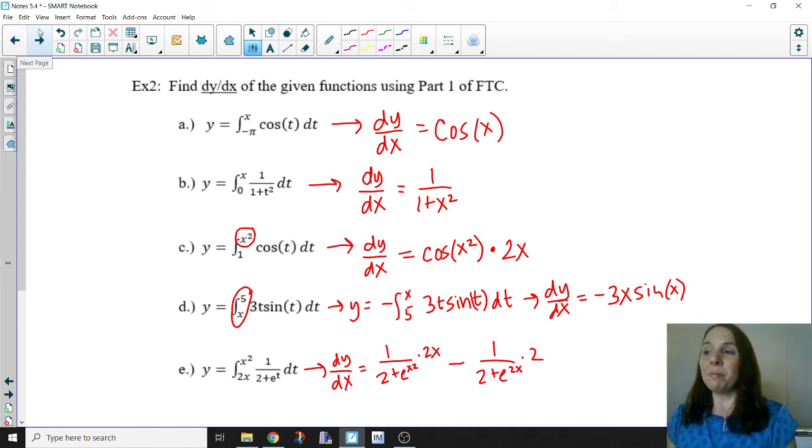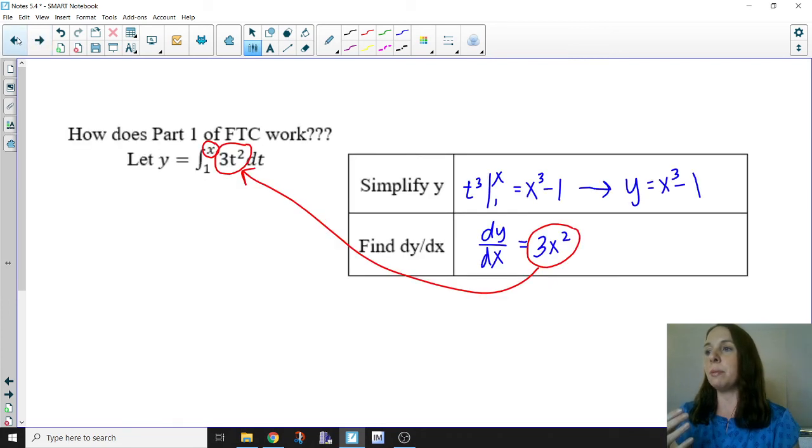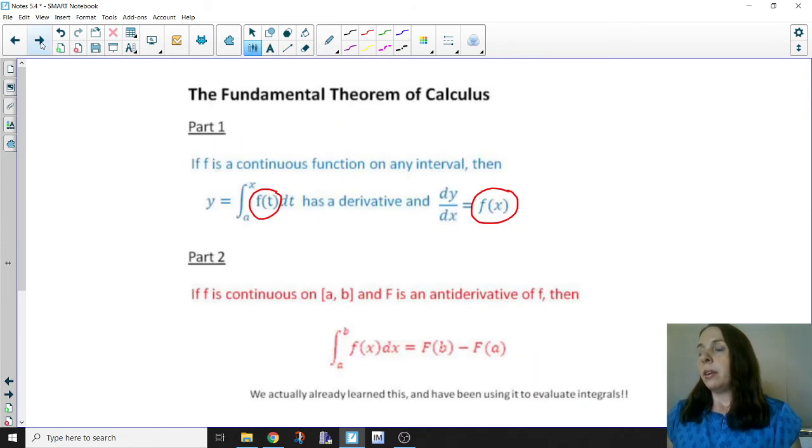Okay, so I'm hoping you're thinking that, oh, this is not so bad. You're just taking a derivative of an integral, which students like to say, well, they cancel each other out. And if you want to think of it like that, you can. But what you're doing here is you're skipping that middle step of simplifying and going straight to the derivative because you know it's right there.